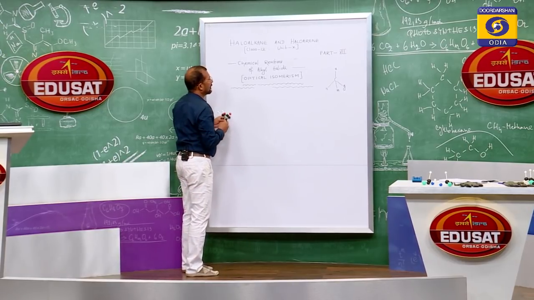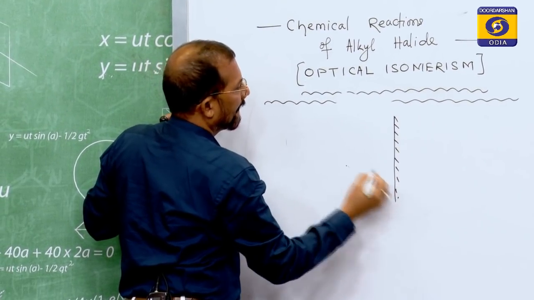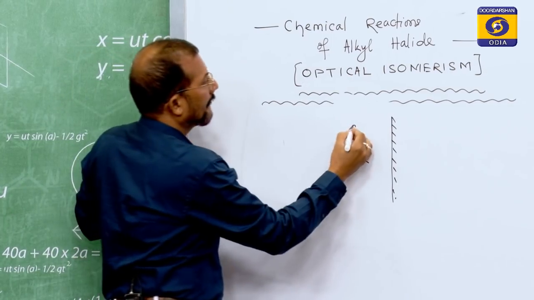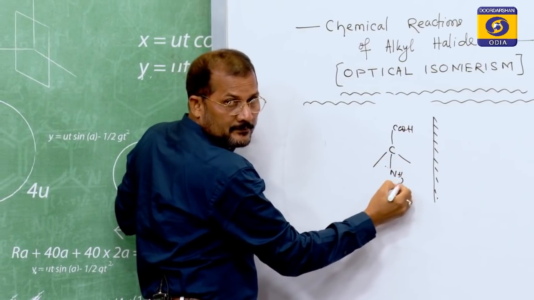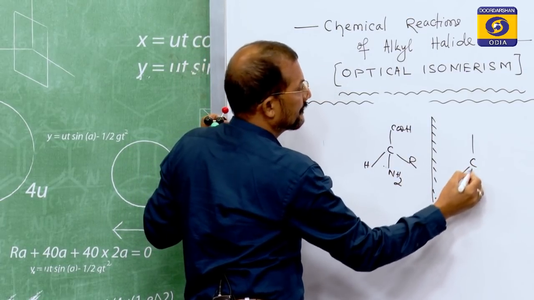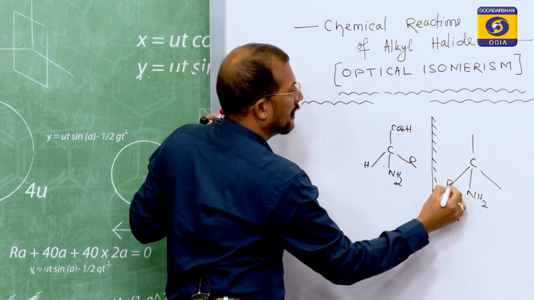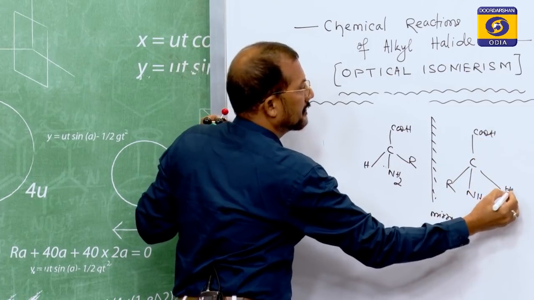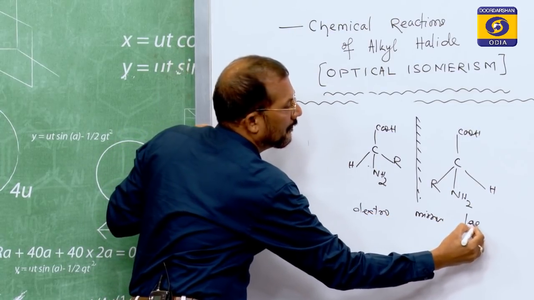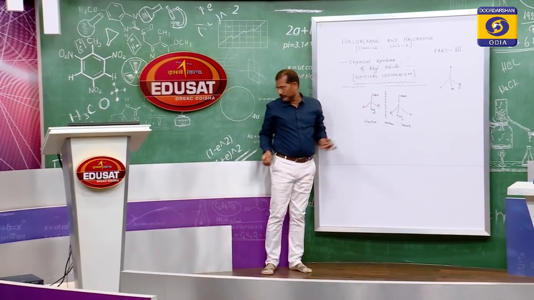Another condition for chirality is that, suppose it is a mirror, this is the molecule COH, NH2, R and H. Its mirror image, if it is a mirror: NH2, R, COH and H. If this compound is dextro, then this will be levo. If this rotates the plane polarized light to the right, then that will rotate it to the left.